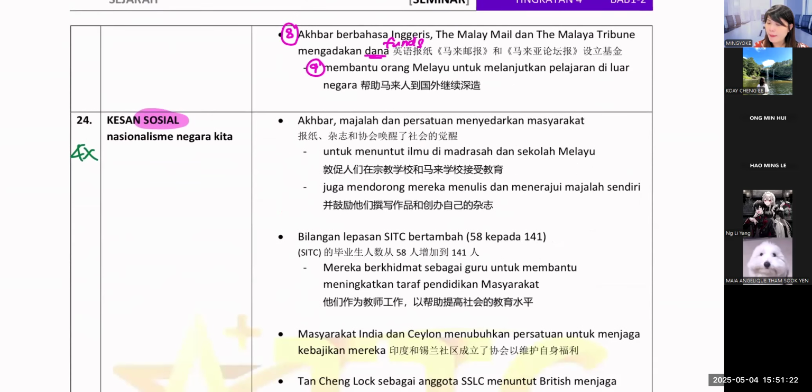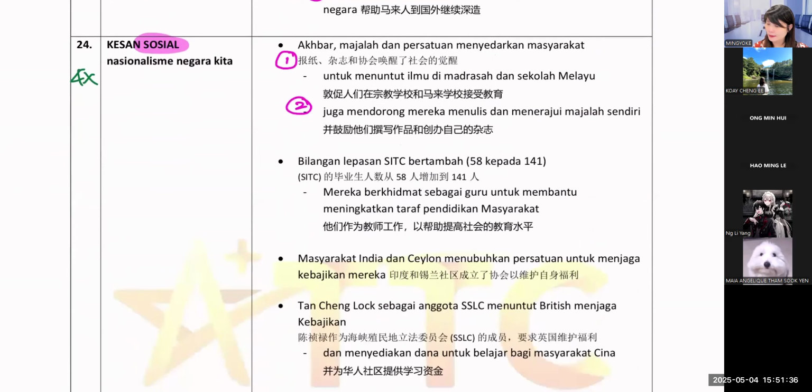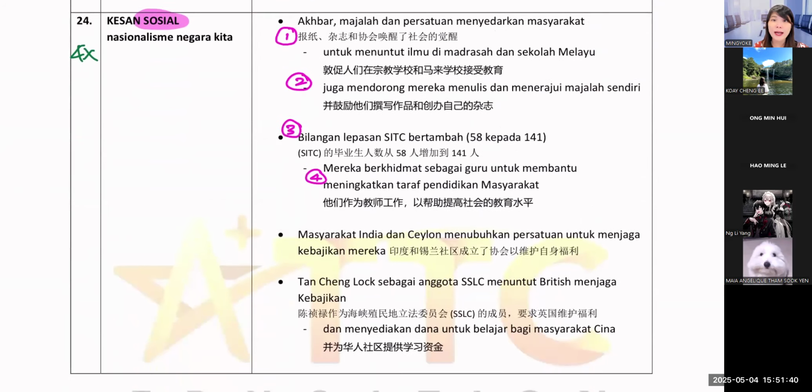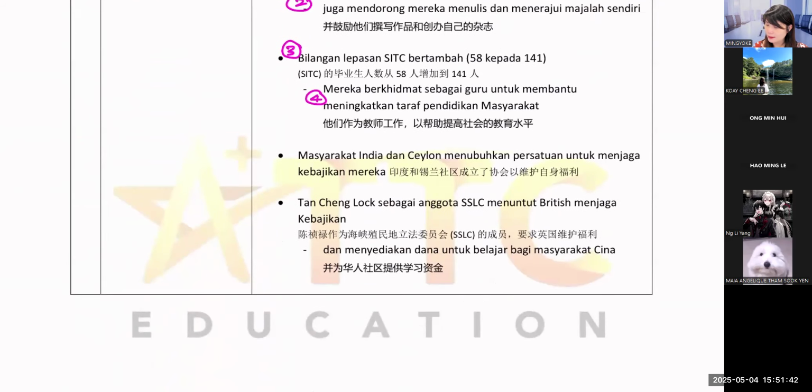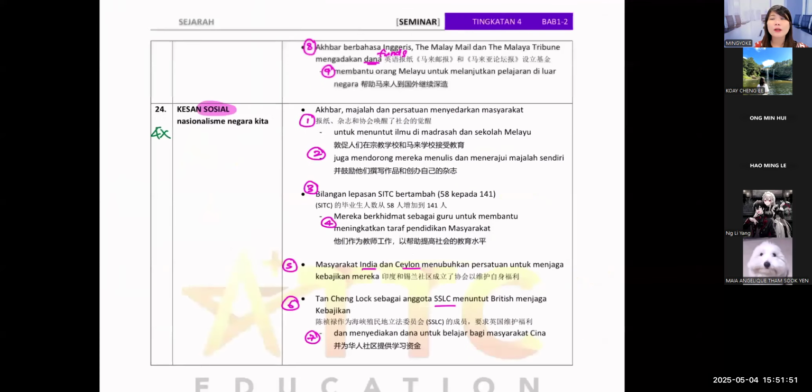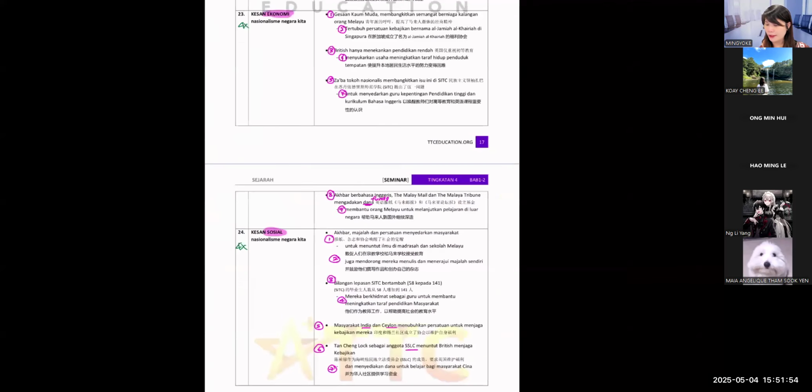Social, we have Akhbar, Majalah, Persatuan to study. Then we have encourage them to write. Then SITC increase, become teacher to increase their education further. Then Indian, Ceylon, Chinese. All this, you just need to go through the points.